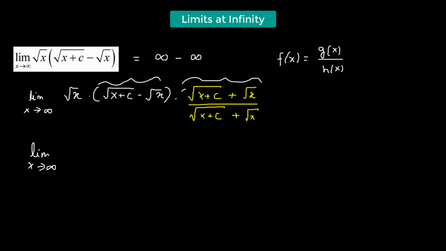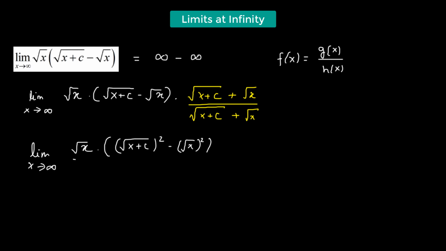they are having the form of a minus b times a plus b, which translates to a squared minus b squared. So let us do that. So we have root x in the numerator. Now we have square root of x plus c whole squared minus the square root of x squared, divided by square root of x plus c plus the square root of x.